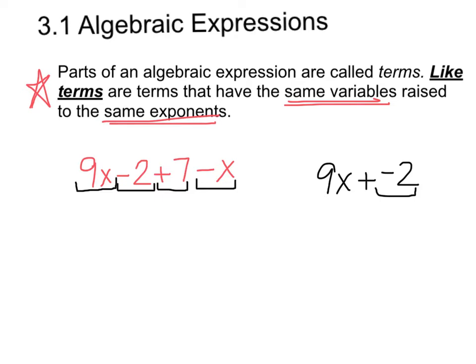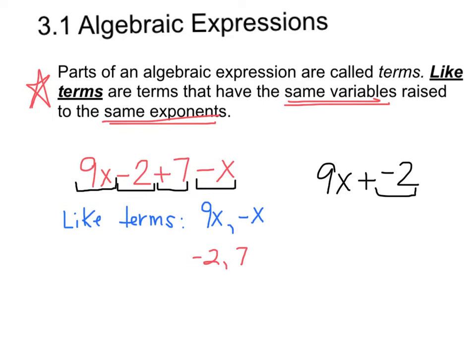So the like terms are terms that have the same variable raised to the same power. So like terms would be 9x and -x, because notice that they both have the variable of x raised to a power of 1. So they have the same variable at the same power. The other like terms we have are -2 and 7. These have no variable. These are what we call constants.